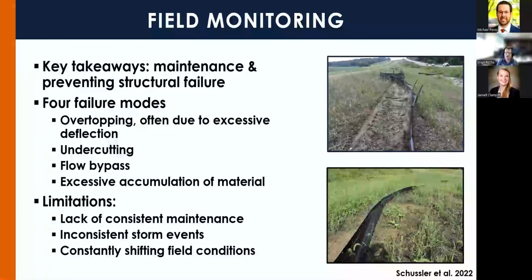So field monitoring, one of the big takeaways we saw from projects that were mostly looking at silt fence installations in the field, was that maintenance and preventing structural failure were the key performance indicators. This project was for the Iowa DOT, and they found there were four failure modes: installation overtopping, installation undercutting, flow being able to bypass the installation, and excessive accumulation of material. Each of these has its limitations. The big limitations of field monitoring are that maintenance might not be consistent, storm events are inconsistent, and constantly shifting field conditions can make comparisons difficult.